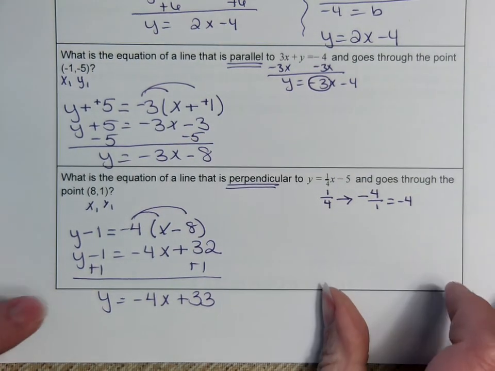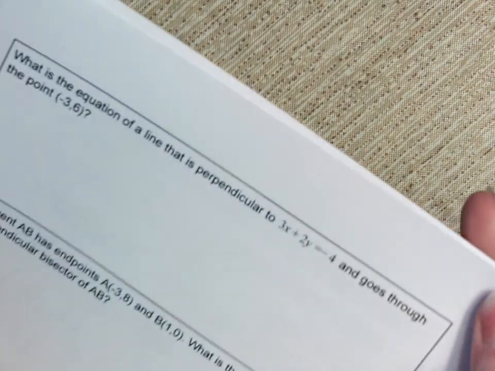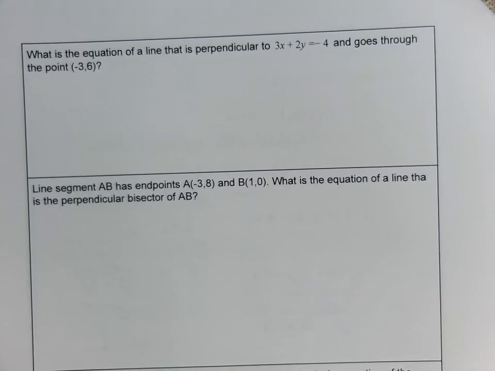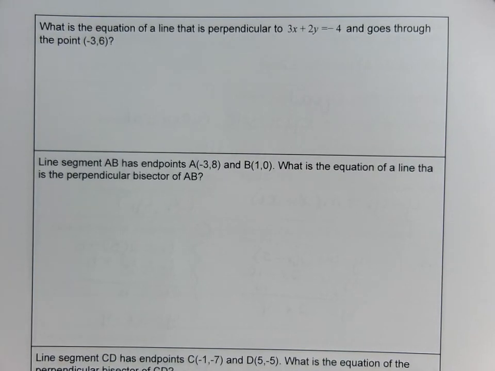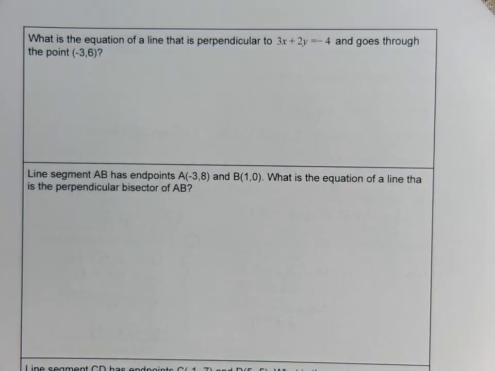All right, so that's that one. My screen froze. All right, 3 more examples. It says, what is the equation of a line that is perpendicular to 3x plus 2y equals -4 and goes through the point (-3, 6)?